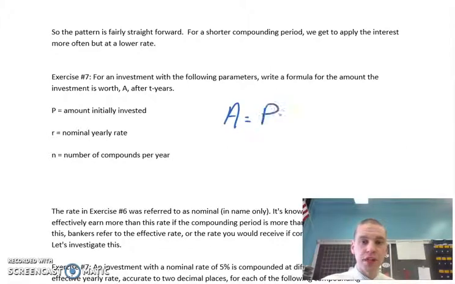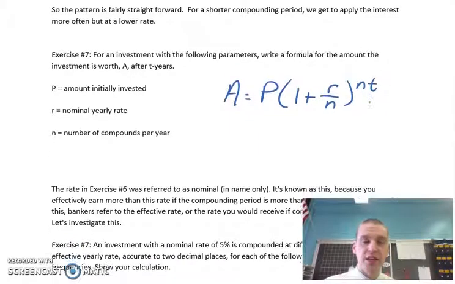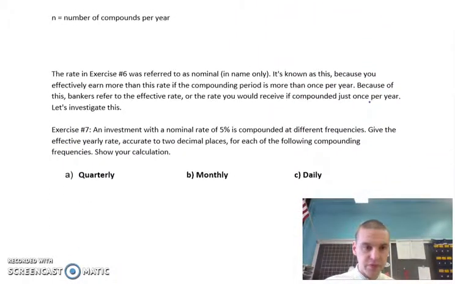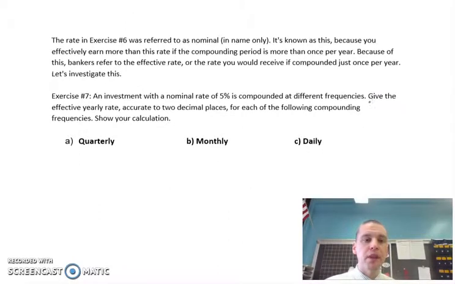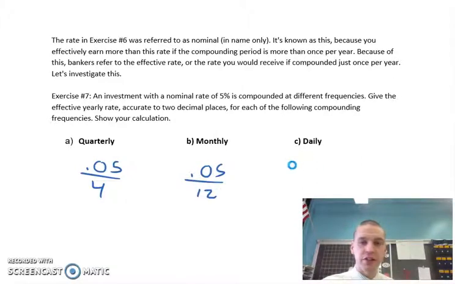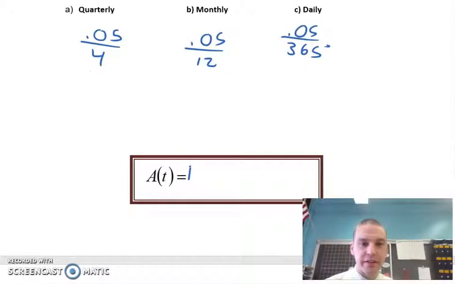A equals the amount that was invested times 1 plus r, the nominal yearly rate, divided by the number of times compounded, and to the n times t. This is just quarterly, so you're going to take 0.05 and divide it by 4, monthly 0.05 and divide it by 12, or daily 0.05 and divide it by 365. Those are just the simple ones. And again, we're trying to pound this in your head. This is in R. The equation again.